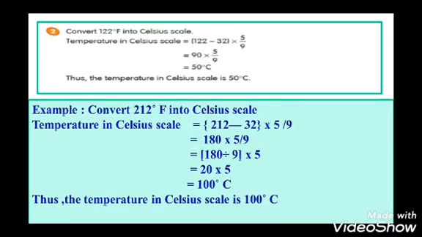So the formula is Fahrenheit minus 32 multiplied by 5 upon 9. So 122 minus 32 is 90. 90 divided by 9 is 10 and 10 fives are 50. Let us take another example. 212 degrees Fahrenheit into degrees Celsius. So 212 minus 32 is 180. 180 divided by 9 is 20 and 20 multiplied by 5 is 100 degrees centigrade.